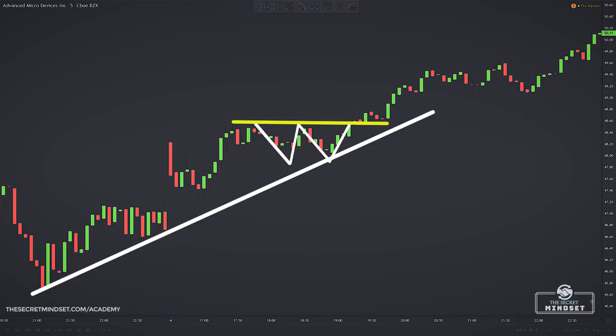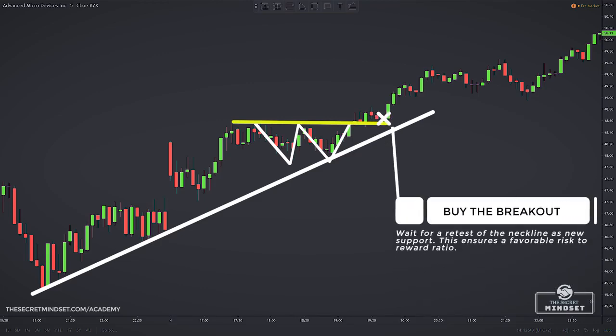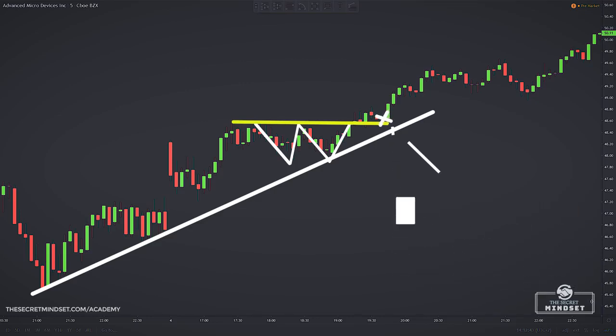Now, the first thing you need to know is that the initial breakout is not what triggers the trade setup. What we need is a retest of the neckline as a new support. This ensures a favorable risk-to-reward ratio, which is an essential factor if you wish to succeed when scalping. Notice in this example how the market retests the neckline as a new support. This is where we now have an opportunity to go long.